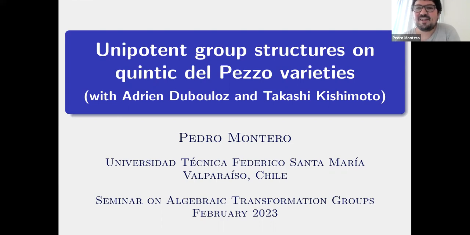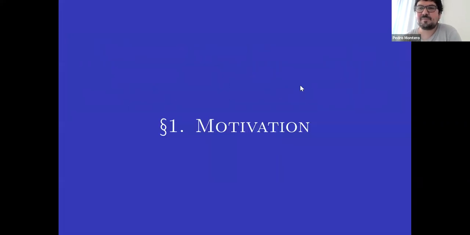So this is a joint work with Adrien de Boulogne at Dijon and Takashi Kishimoto at Saitama. And as the title says, it's about additive structures, unipotent structures, if you want, on some varieties which I will describe along the talk, which are called quintic del Pezzo varieties. So let me start with some historical motivation.